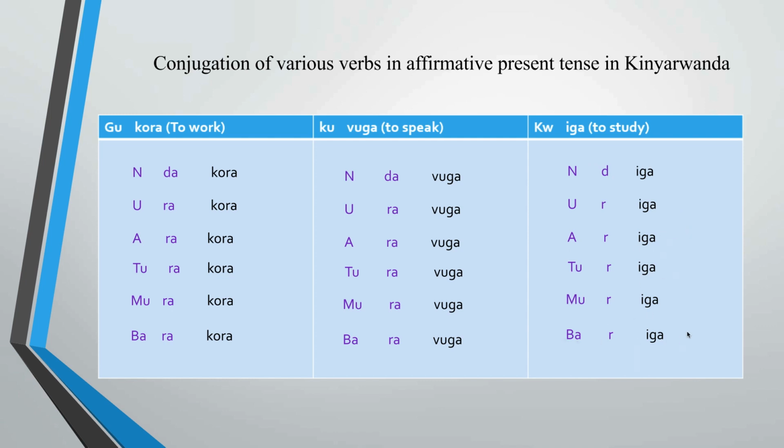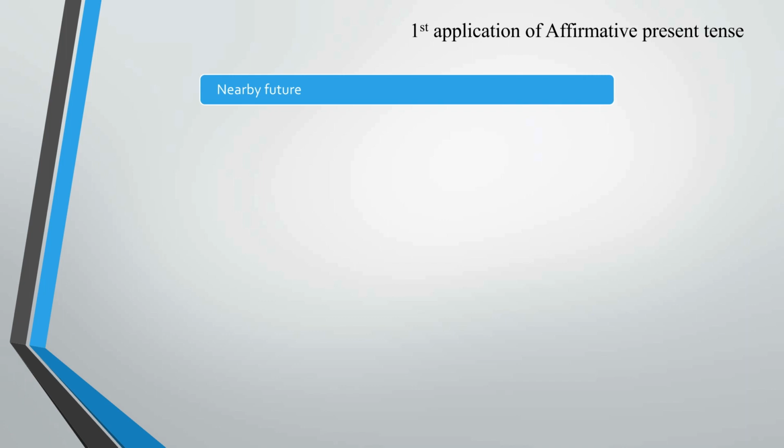As I told you before, the affirmative present tense is used a lot in Kinyarwanda, and one of the situations where we use it is when we want to talk about nearby future. Nearby future is a tense that is used whenever we want to talk about something that will happen soon or in the short upcoming moment, or if you are talking about an event that will happen in the evening or in the afternoon, but on the same day.